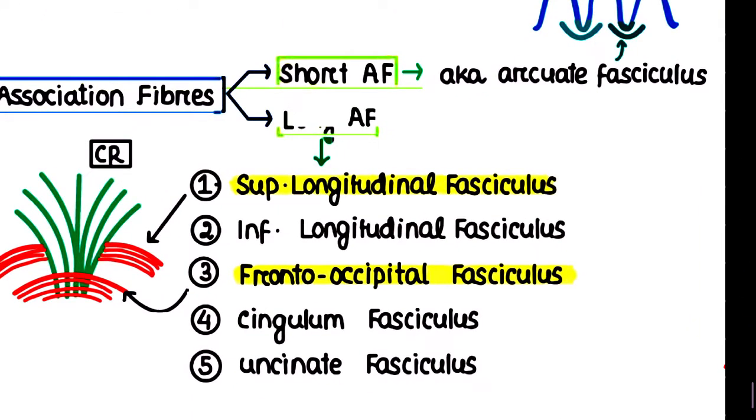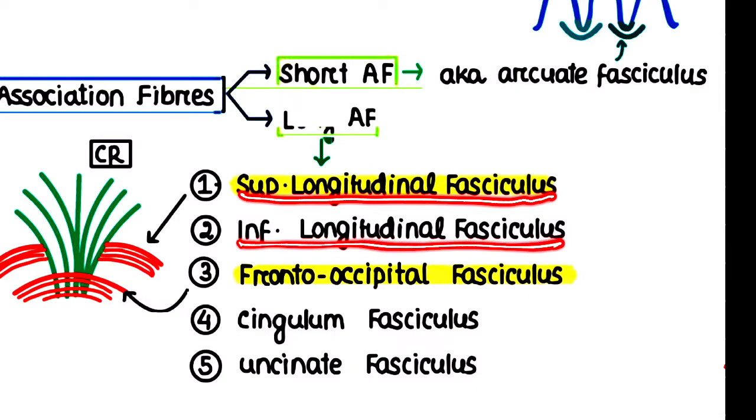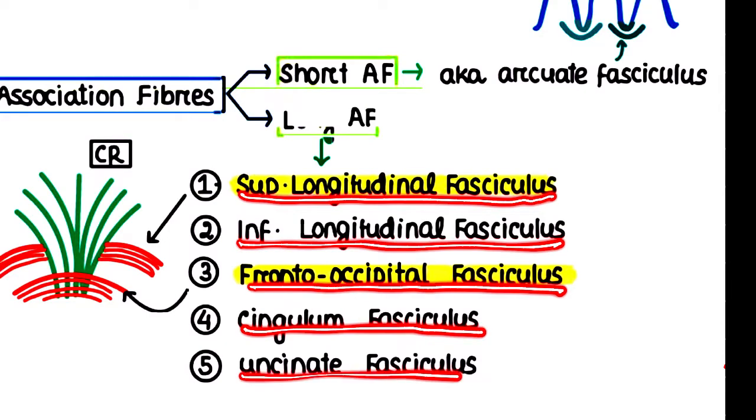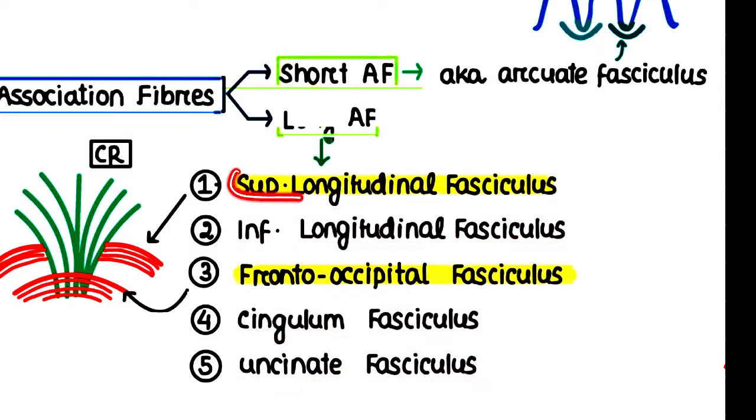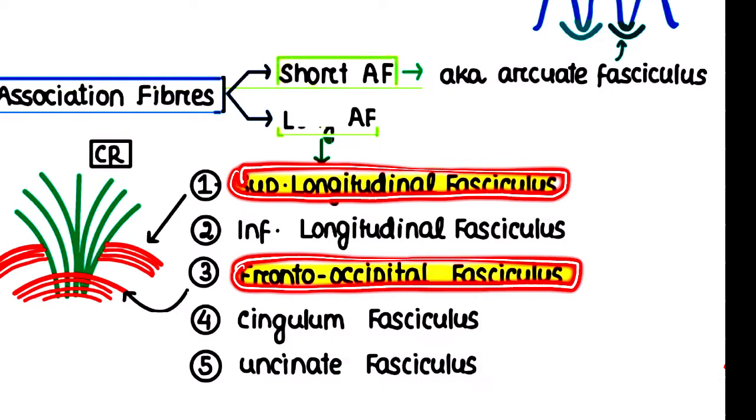The long association fibers are of different types. For example, these are the superior longitudinal fasciculus, inferior longitudinal fasciculus, fronto-occipital fasciculus, cingulum fasciculus, and uncinate fasciculus. If you look carefully, the superior longitudinal fasciculus and the fronto-occipital fasciculus supply the same area. The superior longitudinal runs from the frontal region to the occipital region, but the fronto-occipital also runs from frontal to occipital. So what is the difference?